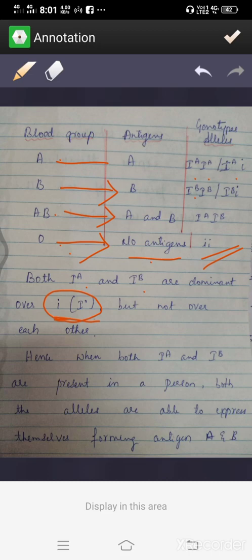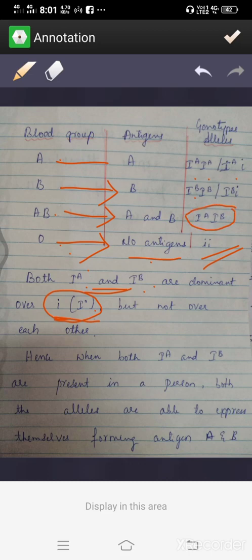That is, we call it codominance. IA is dominant, IB is also dominant, but they are expressed together because they are not dominant over each other. IA is dominant over small i, IB is dominant over small i, but IA is not dominant over IB and IB is not dominant over IA. Hence, when both IA and IB are present in a person, both the alleles are able to express themselves, forming the antigen A and B. So, when both the alleles are present, this explains the codominance.